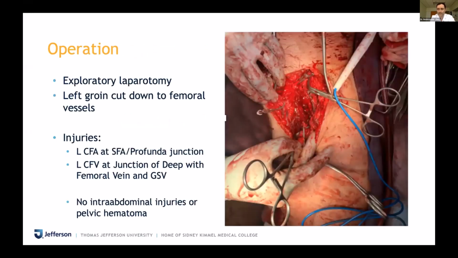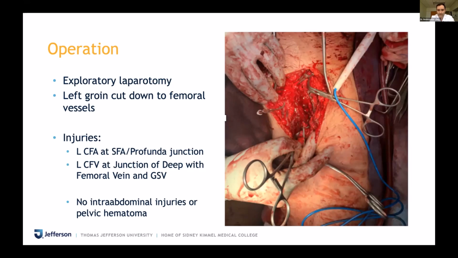basically we started with an exploratory laparotomy. The backup surgeon came as well, and vascular surgery was called as well. On exploratory laparotomy, there were no intra-abdominal injuries and no pelvic hematoma, but holding pressure from the inside with the fist, a cutdown on the left groin was performed. And it was found that the left common femoral artery was taken out by the bullet at the junction, at the bifurcation between the SFA and profunda.